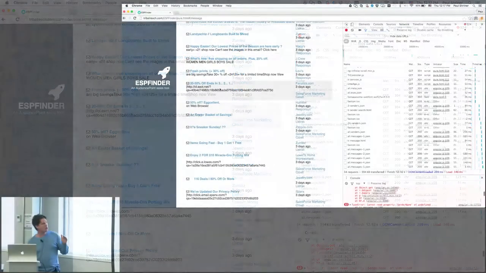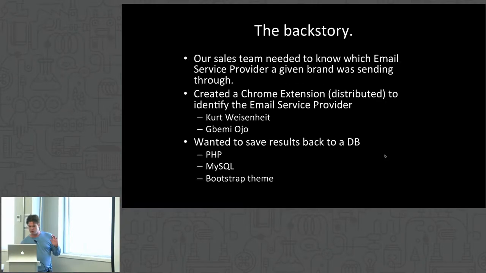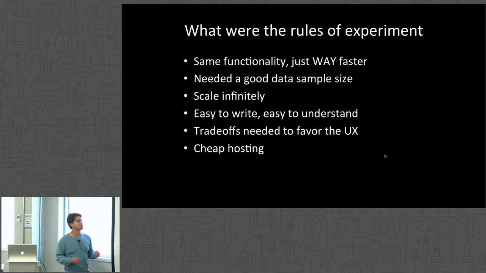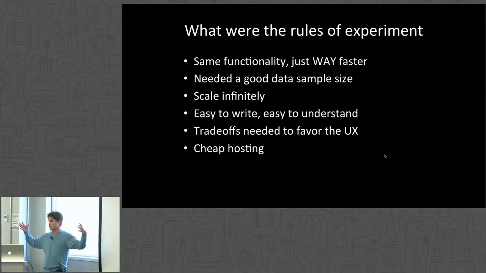So that's kind of high level. There we go. So that's the demo there. What were the rules? What was I trying to accomplish? I wanted the exact same functionality. I just wanted it way, way, way faster. That was the goal. How do I take this 3 to 4 seconds per page load, which is standard, traditional, how we've always kind of built apps, how do we get it just faster?